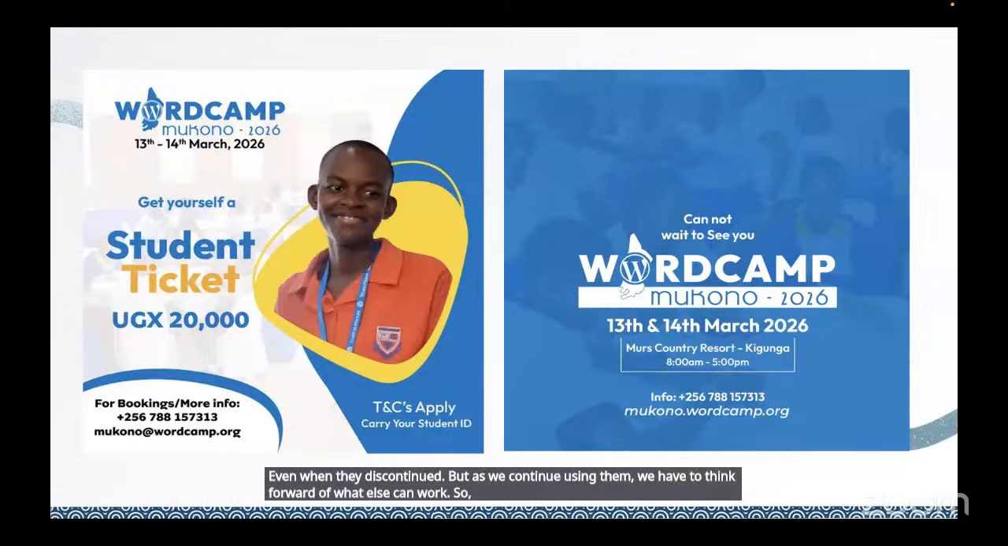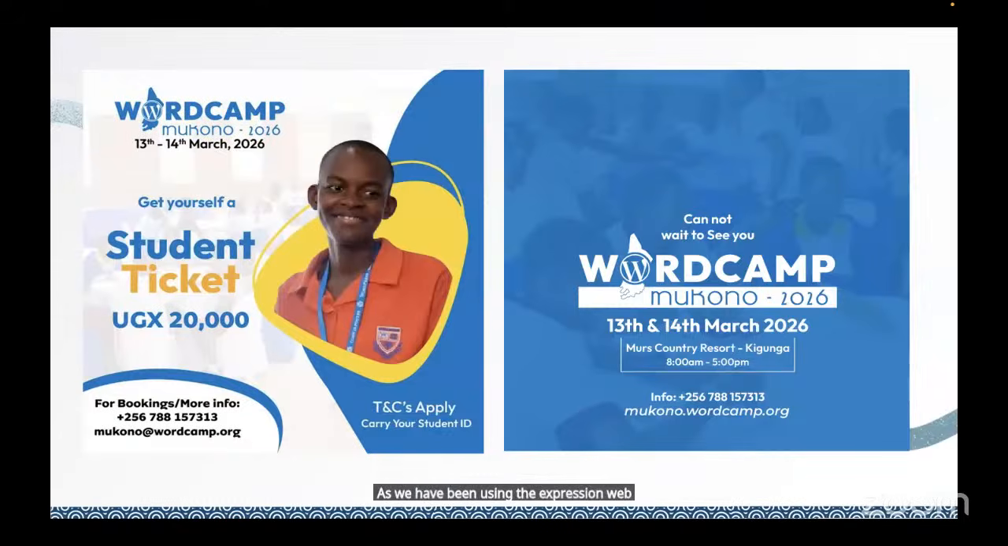So as we have been using the Expression Web and the Front Page, we have also been telling you about WordPress, which is there right now. So when Publisher is discontinued, for us Africans, we might continue using it for another 10 years. But then there are other desktop publishing softwares that we might also start looking at. Yeah, so next week, I don't know whether Mr. We could have that discussion and add on more and see what next.